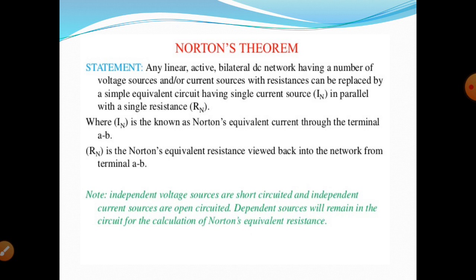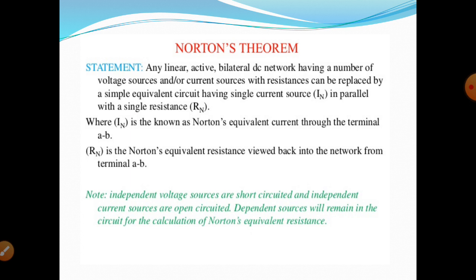Norton's theorem states that any linear active bilateral DC network having a number of voltage sources and/or current sources with resistance can be replaced by a simple equivalent circuit having a single current source. The current source is nothing but Norton's current IN in parallel with a single equivalent resistance RN, where IN is known as Norton's equivalent current through the terminals A and B. RN is nothing but Norton's equivalent resistance viewed back into the network from the terminals A and B.